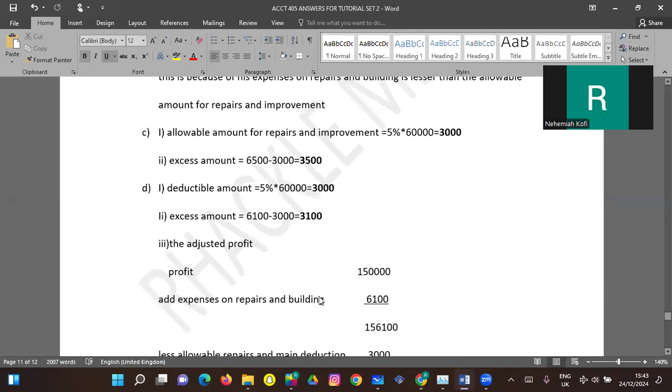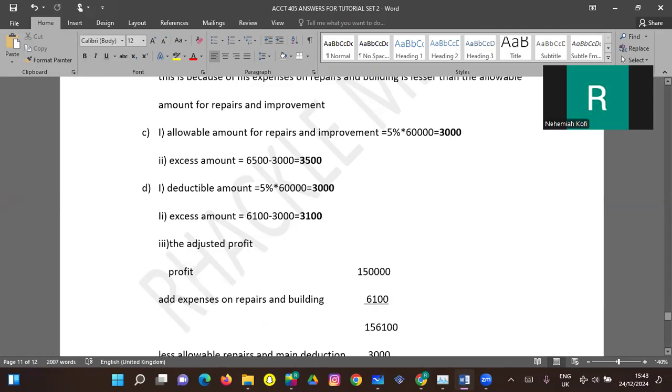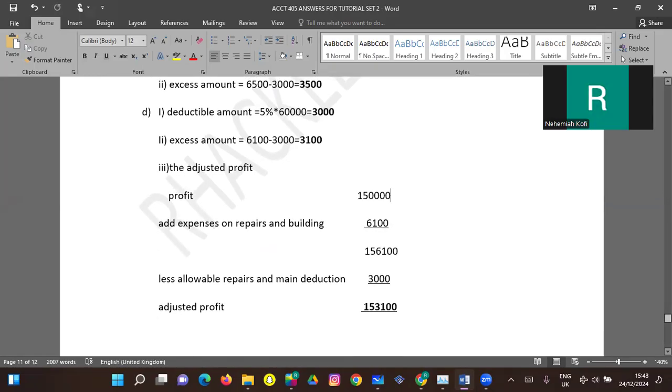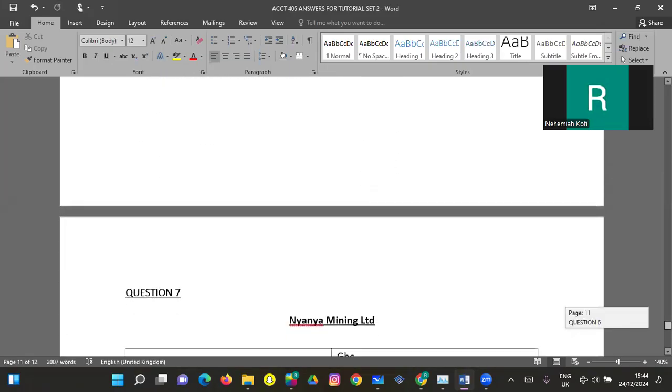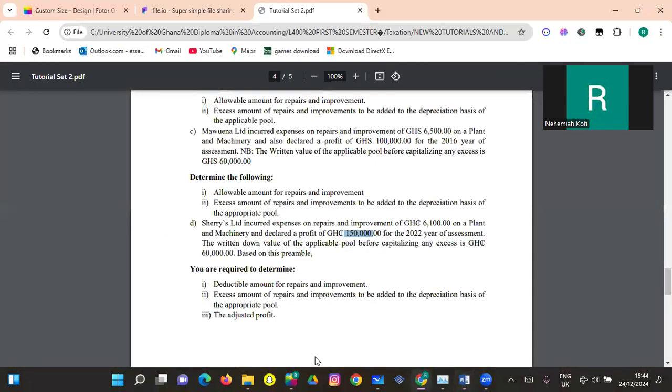So basically, this is it here. Adjusted profit is going to be the profit plus the added expense. So this was what was deducted before arriving at this 150,000. So we have to add it back and get 156,100, right? Then we now less our allowable repairs deduction, 3,000. Then we get 153,100. So we see how simple it is, so easy and straightforward. All right, so that is it. So let's look at question 7. That one is so simple.